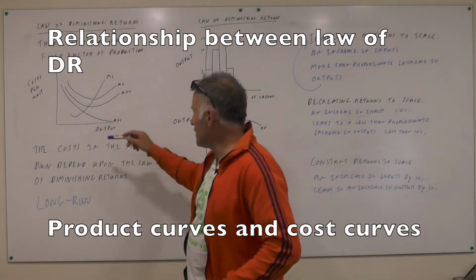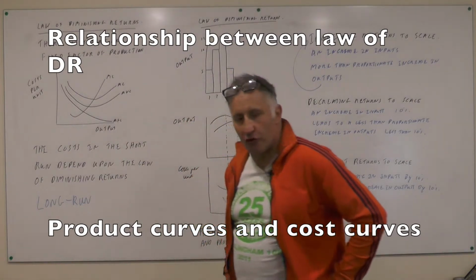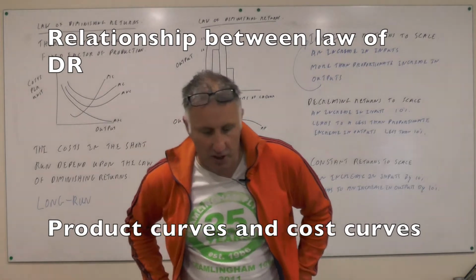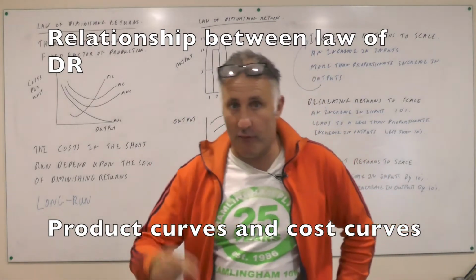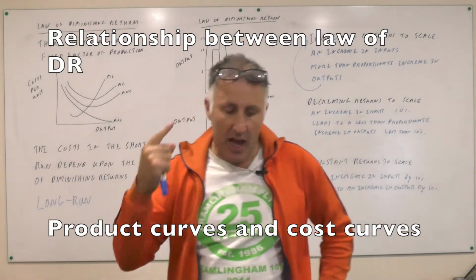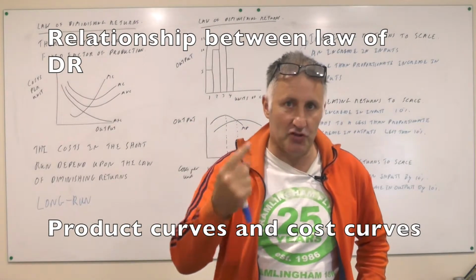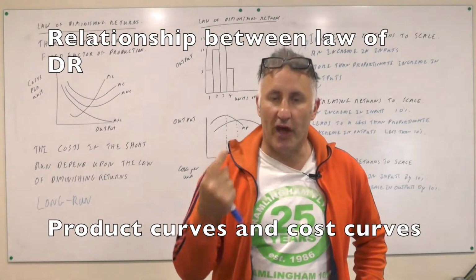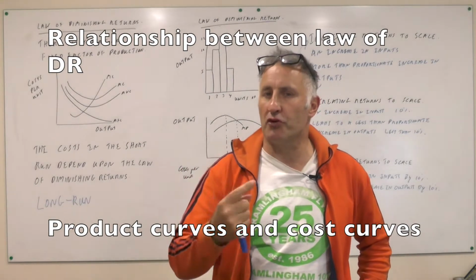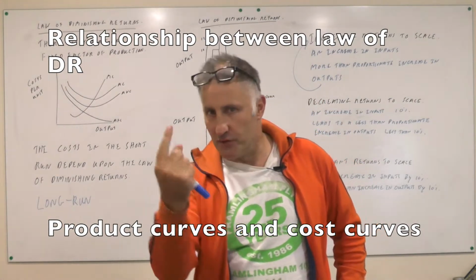And the costs in the short run depend upon the law of diminishing returns. What is the law of diminishing returns? It is when you have one fixed factor of production and you keep on adding variable factors to that fixed factor. And what we then do is work out the marginal product of each individual.